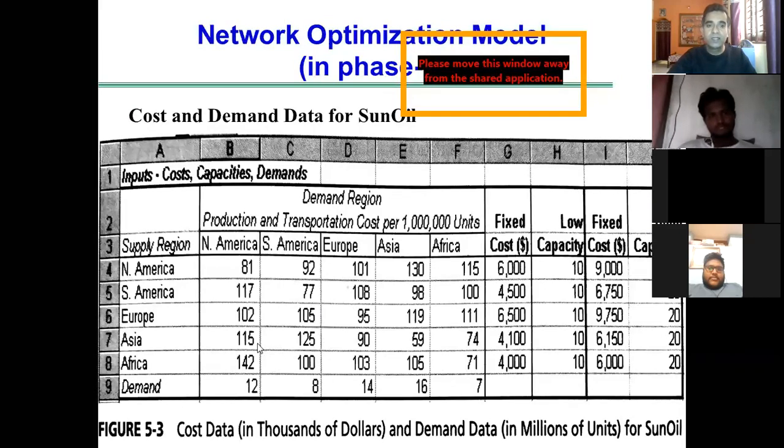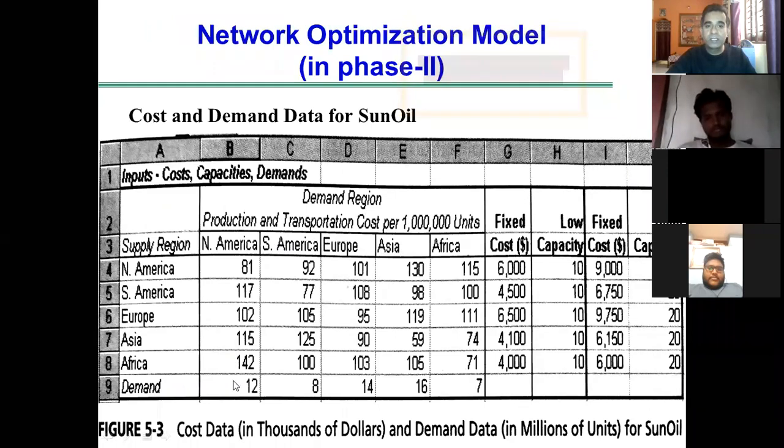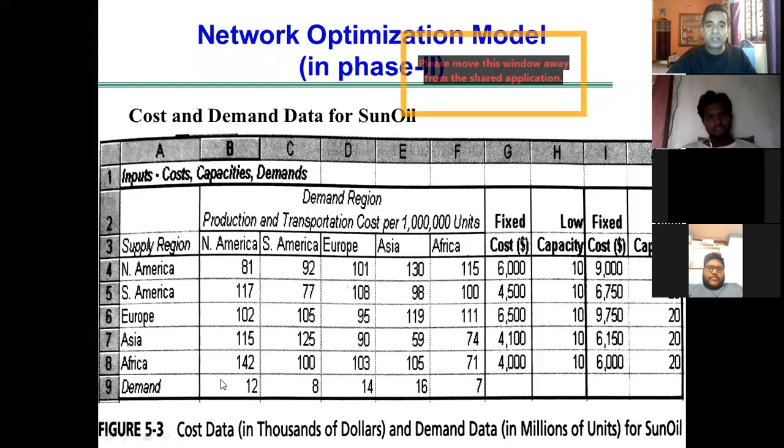Okay, so these are the demand data. Please look at the cursor. This is the demand region: North America, South America, Europe, Asia, and Africa. And the demand is mentioned here. You can see demand data is mentioned in millions of units. The demand in North America is 12 million units.